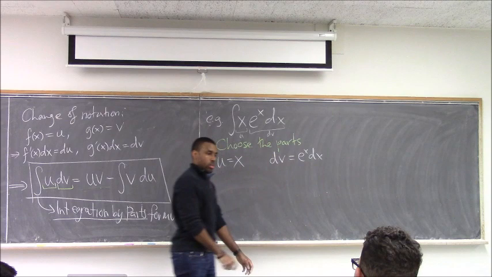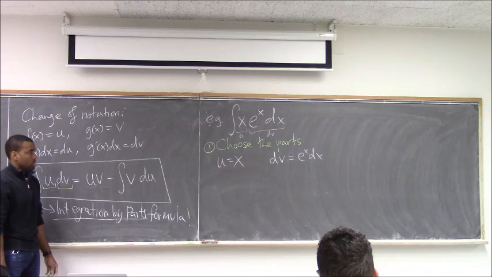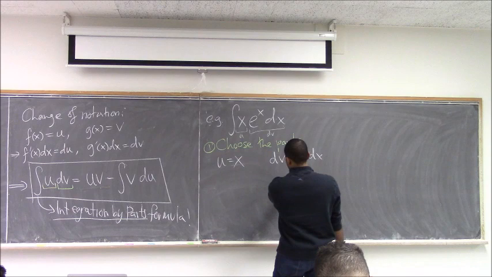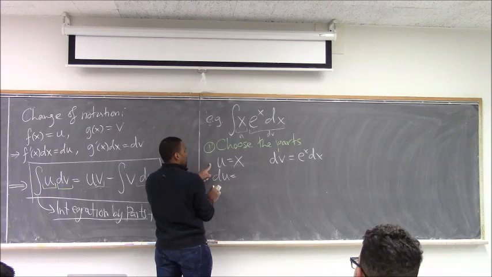If you were to use the formula uv minus the integral of v du, the u would be the x, and the dv would be e to the x dx. Once you made this choice, you have to fill out the rest of the formula. You have to figure out what is the du, what is the v. So the du is going to be what? Du is 1 dx. The v is e to the x.